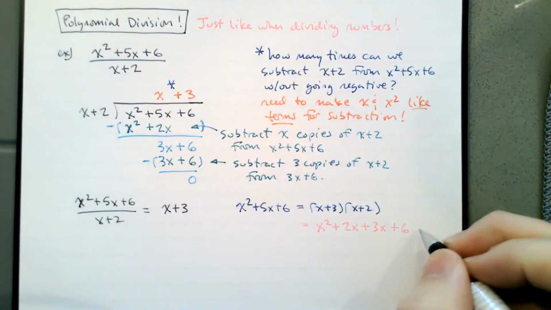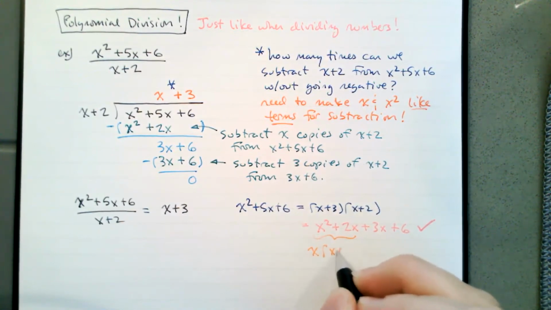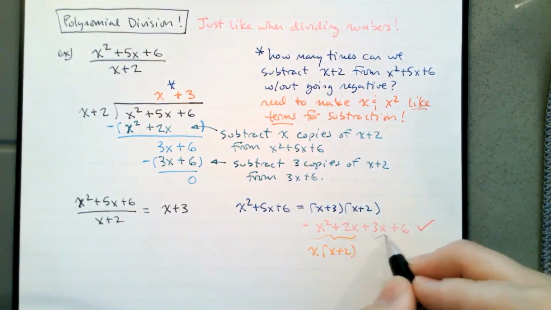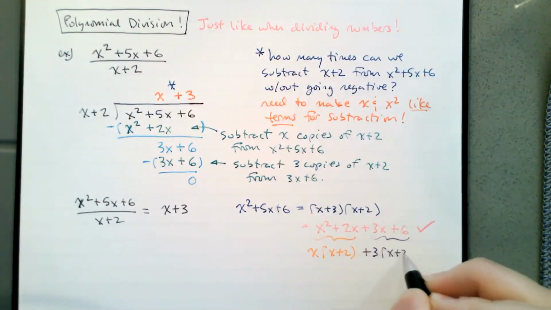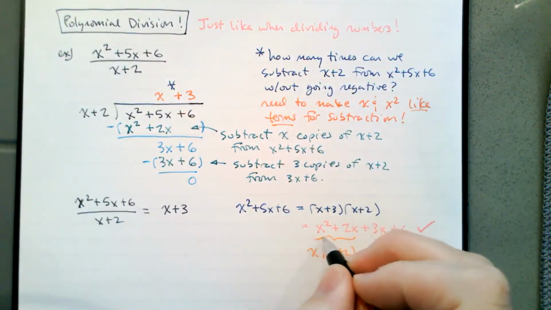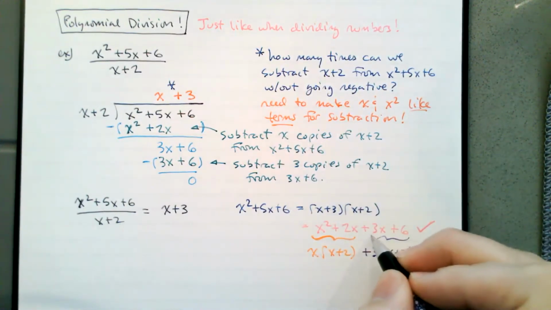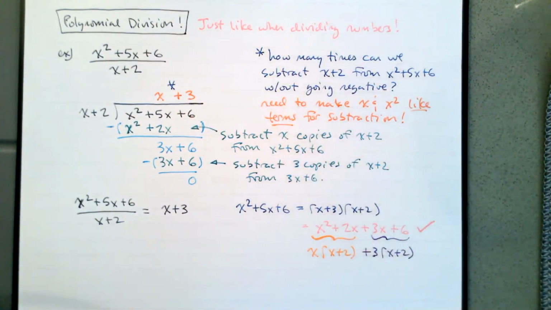So everything checks out. 2x plus 3x is 5x. These two polynomials are equivalent. Moreover, in these first two terms, we see the x copies of x plus 2. And in the second two terms, we see the 3 copies of x plus 2. Even moreover, we know that if 6 divided by 2 is 3, then 6 is equal to 3 times 2, but that also means 6 divided by 3 is also 2.